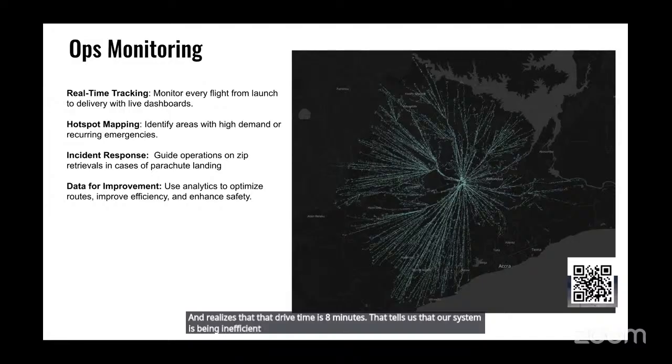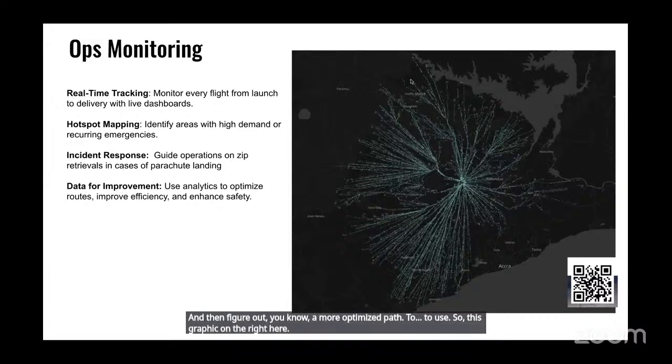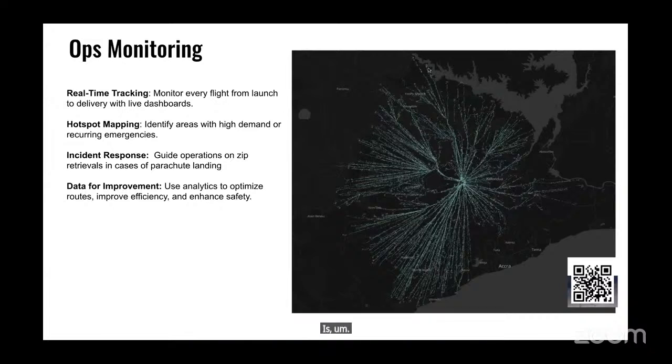And so we are able to go back to the drawing board and then figure out a more optimized path to use. So this graphic on the right here is our GH1 Suhum location. And this shows all the 800 plus routes that we have going to all the different health facilities. I put in this QR code here that I'm hoping people can scan with their phones.